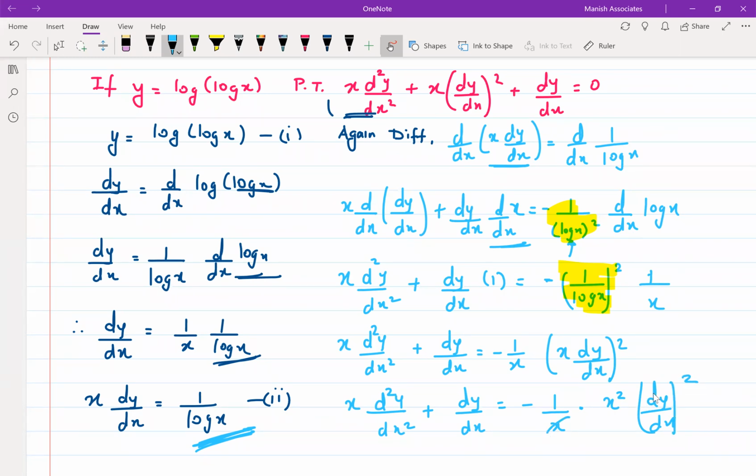Now one x term will cancel. Now what will you do? The minus x dy by dx the whole square on the RHS, you bring it on the LHS and you get the required answer. Clear? Everybody, start solving it. Come on, please start solving it.